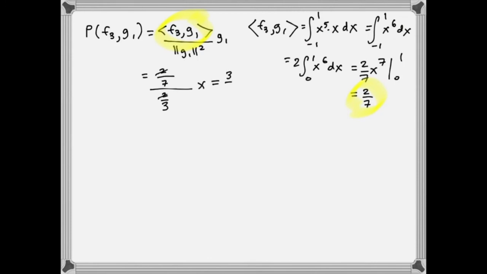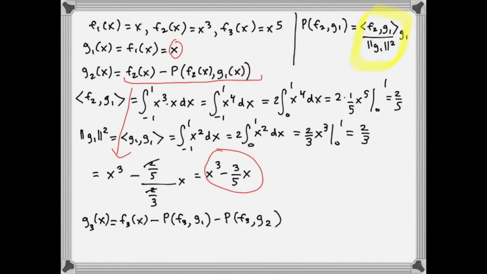This is 3/7 x. Okay, so what we just found, this guy right here, if we go back, we just found this guy. So this guy, let me go ahead and fill it in here. This is 3/7 x, so 3/7 x. And now we need to find this guy.